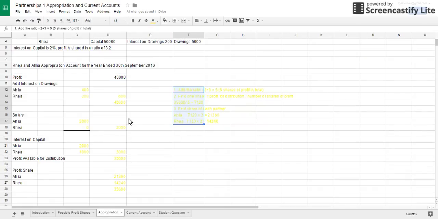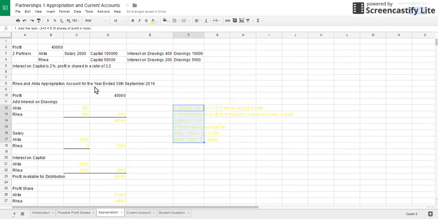Appropriation account, what is it? Well, it's just an account that's done at the end of the income statements, and it shows how the profit for the year is split between partners. In a question, you will be given the information that you require to work through. That is we're working through doing an appropriation account.